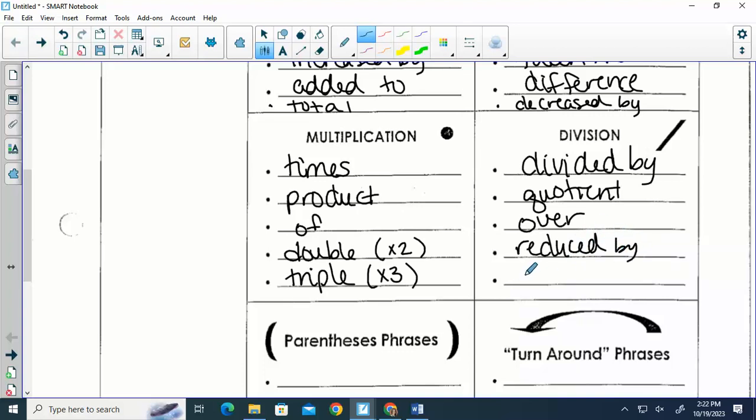We might say separated into. If I have 30 pencils and I want to separate them into 6 piles, we would divide. What if I said half? What would that mean? Divide by 2.